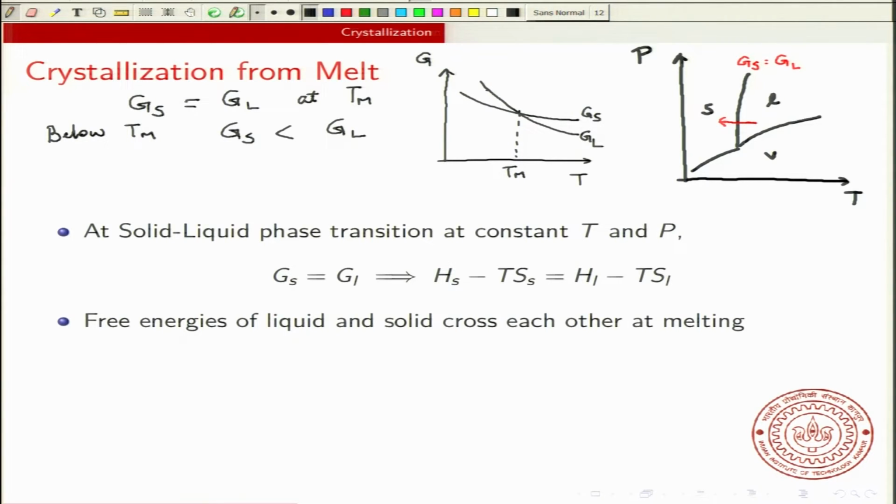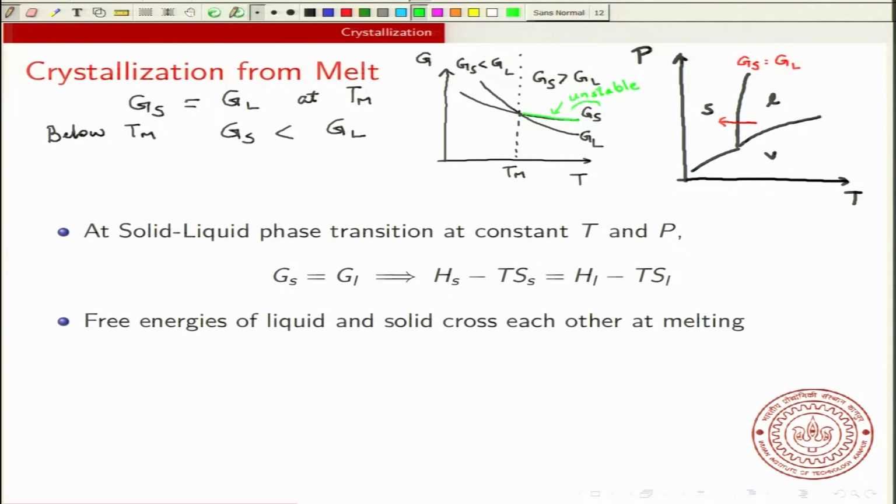So, as you can see here in this region, clearly Gibbs free energy of the solid is greater than Gibbs free energy of the liquid. Here Gibbs free energy of the solid is less than Gibbs free energy of the liquid. Okay. This is the basic idea of crystallization. What you should keep in mind is that the solid here is actually not stable. So, this is unstable, and that is why you will never actually see a solid. So, this is just a hypothetical state.